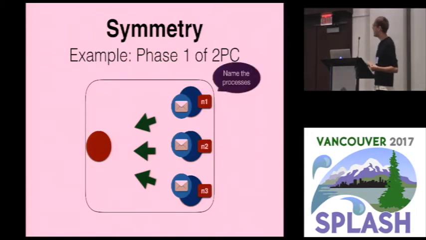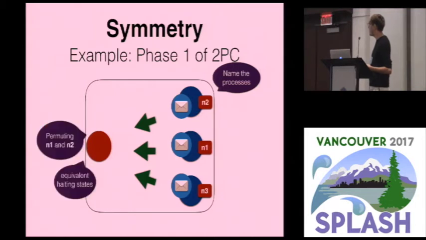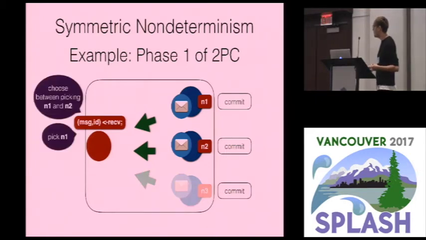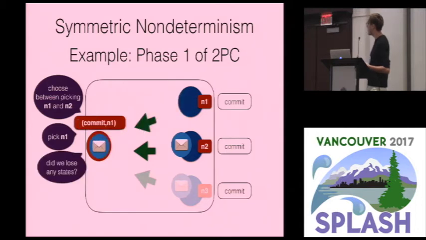So if you name the processes here, and then you just remove the identifiers, then you end up in the same state. Okay, so how does this help us? So we have this race, and say we just look at the race between N1 and N2. So if we pick N1, do we cut any corners and miss any halting states? Well, we're going to end up in a state where we have this commit message stored and the process identifier.